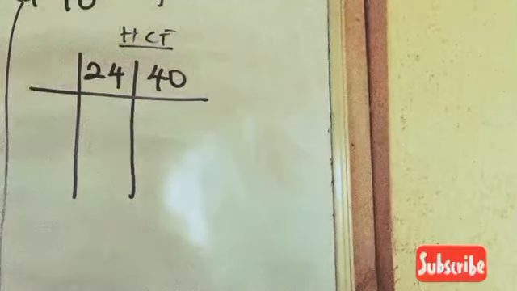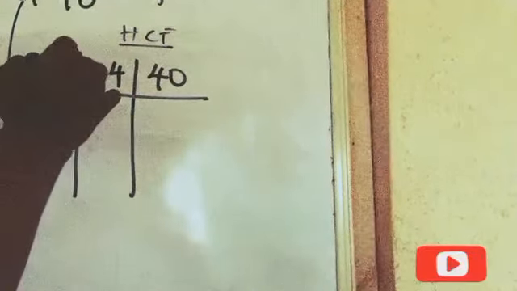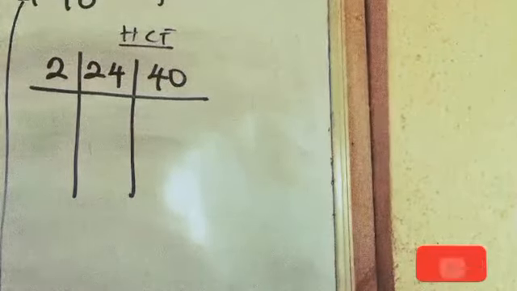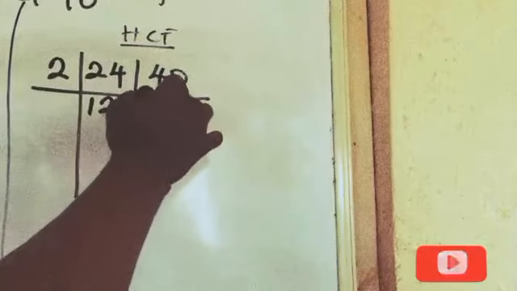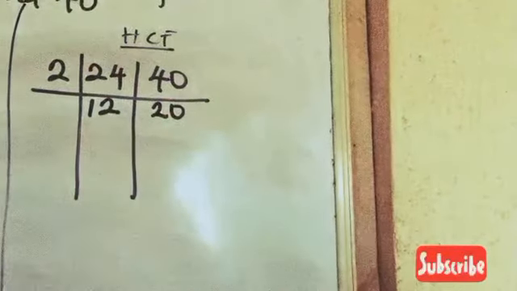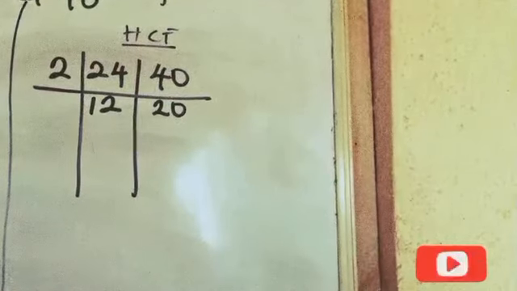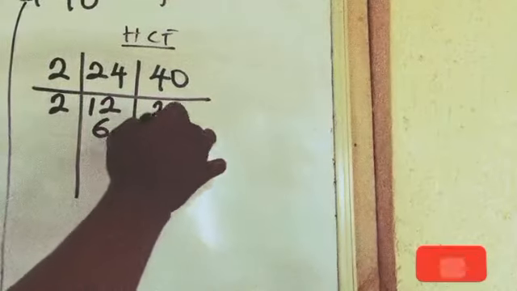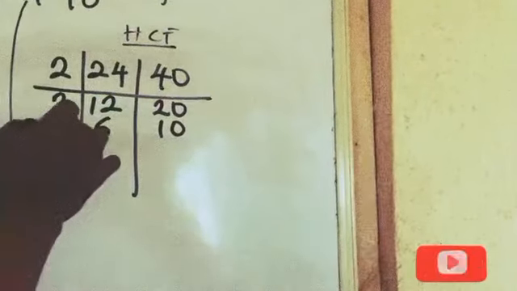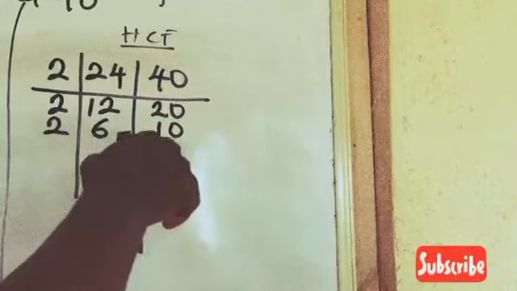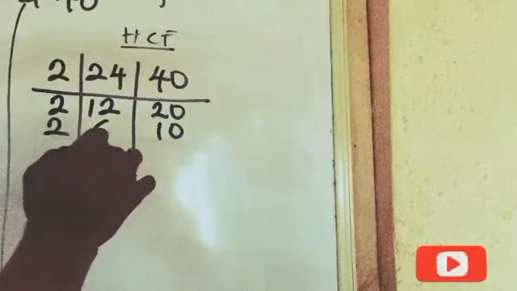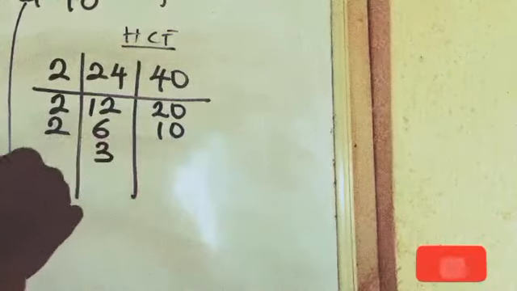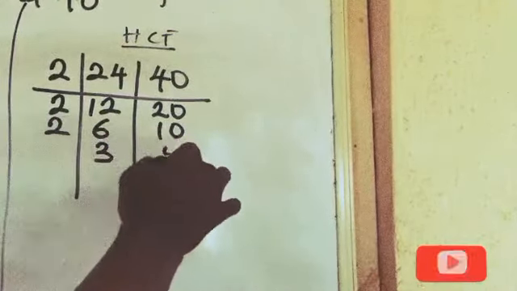When you look at 24 and 40, the smallest number that can divide both of them without any remainder is 2. When 2 divides 24, we are left with 12, and definitely we'll be left with 20 here. 2 can still divide 12, and the same 2 can still divide 20. When you use 2 again, you are left with 6 and 10. 2 can still divide 6, and the same 2 can still divide 10. So when I divide 6 by 2, I'll be left with 3, and when 10 is divided by 2, I'll be left with 5.